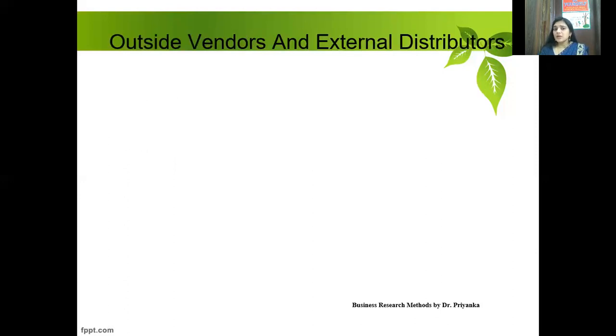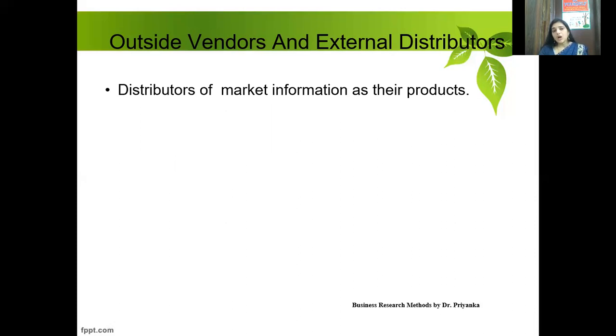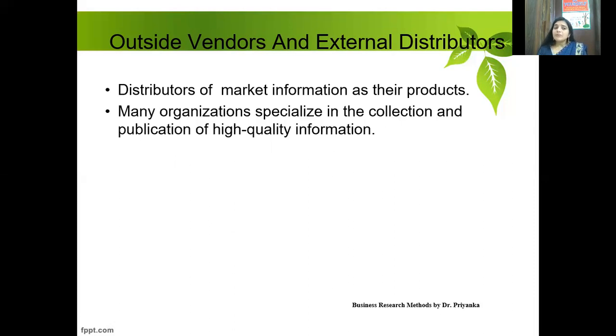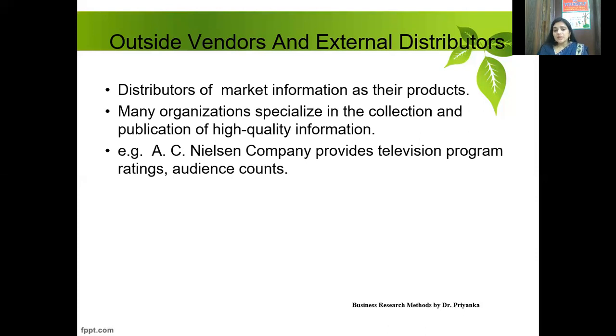Then last is outside vendors and external distributors. How do they help us? Distributors of market information as their products. Many organizations specialize in the collection and publication of high quality information. That also helps. For example, AC Nielsen Company provides television program ratings and audience counts that help organizations, especially advertisement agencies, to know what program is being watched by the maximum people so as to publish their ads in that particular program.